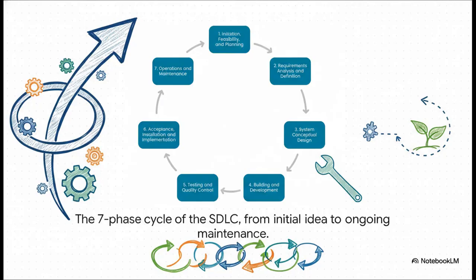Now, take a look at this. You'll notice the SDLC isn't a straight line, it's a circle, and that's absolutely crucial. Why? Because you don't just build a system and walk away. Technology is never, ever really done. It's a continuous loop of building, launching, and then maintaining and improving it over time.